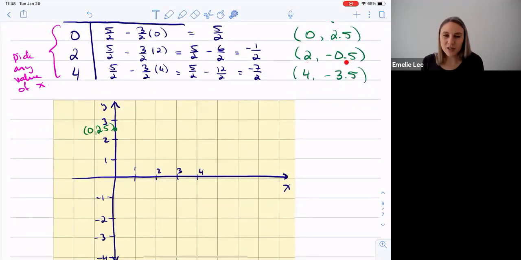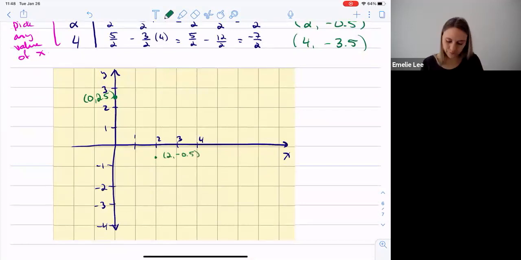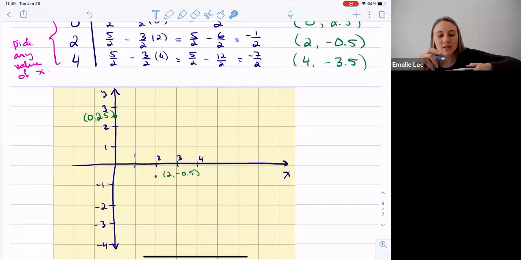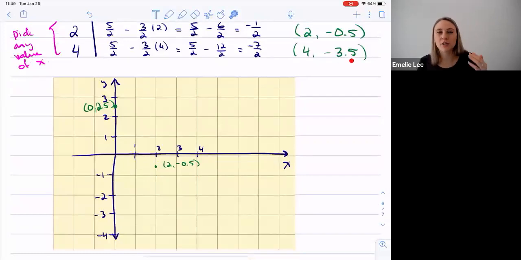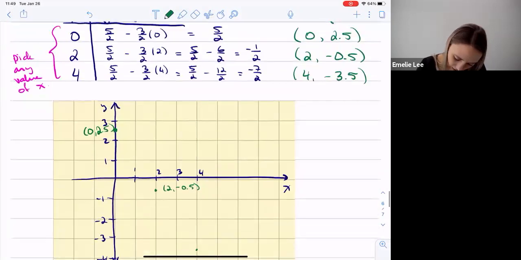My next ordered pair is at 2 and -0.5. So when x is 2, y is -0.5. So somewhere around here, 2, -0.5. And when x is 4, y is -3.5. Notice, right, you only need 2 points to draw a straight line. But it's nice to have a third one just to make sure you're on the right track. If you wanted to, you can take a straight edge and connect the dots visually, and then actually connect them with a line. But I'm going to put this third dot on here just to make sure I'm on the right track, because they should all be on the same line. So when x is 4, y is -3.5.